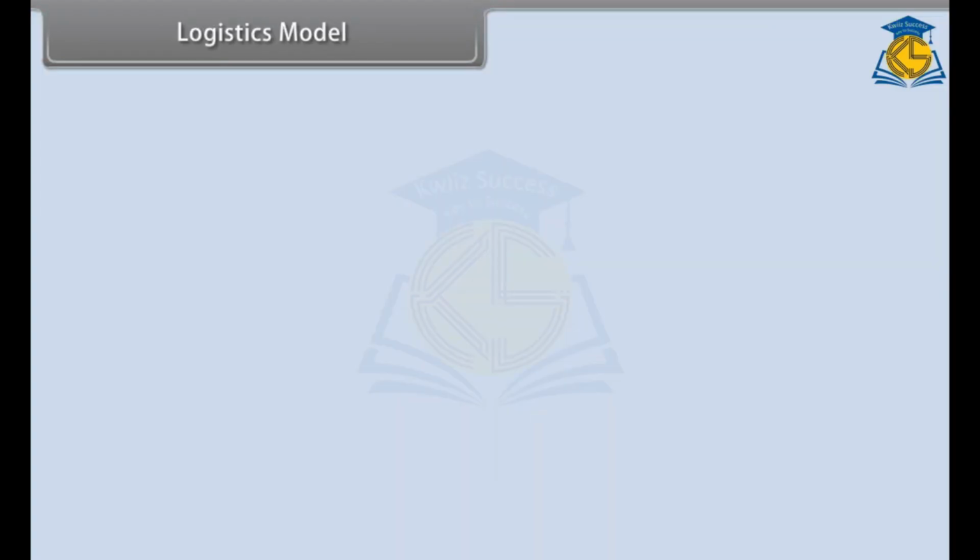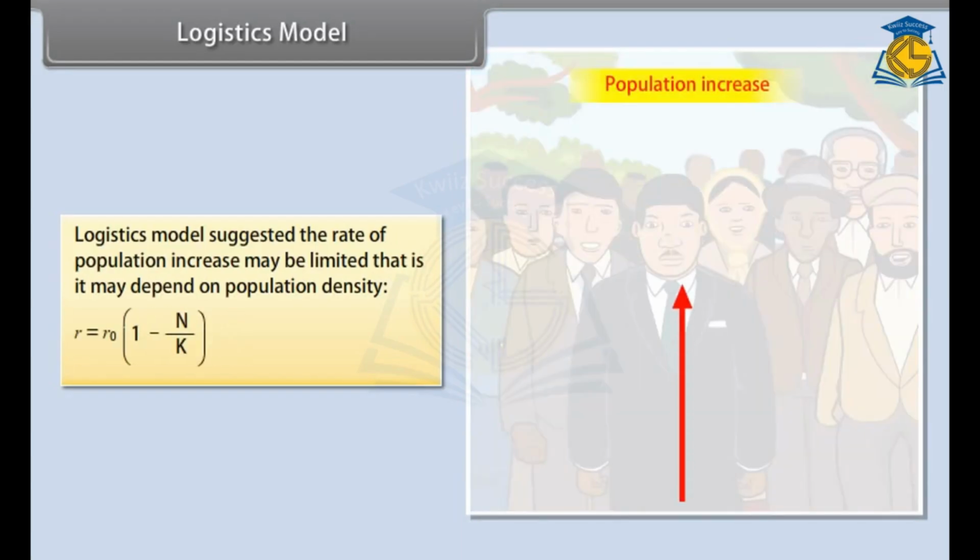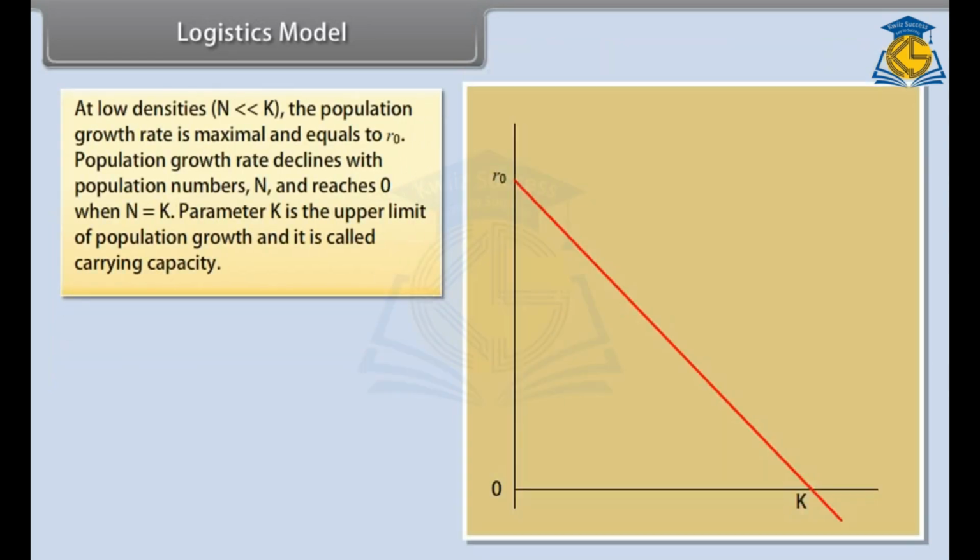Logistic model. The logistic model suggests the rate of population increase may be limited, that is, it may depend on population density. R equals R0 into 1 minus n by k. At low densities, that is, n is much less than k, the population growth rate is maximum and equals R0. Population growth rate declines with population numbers, n, and reaches 0 when n equals k.